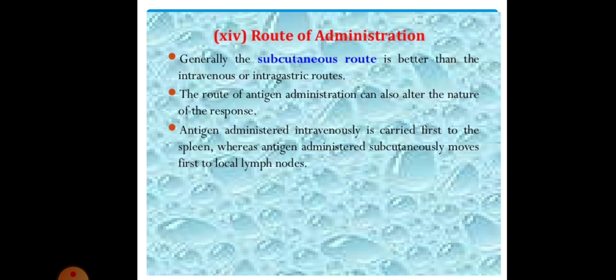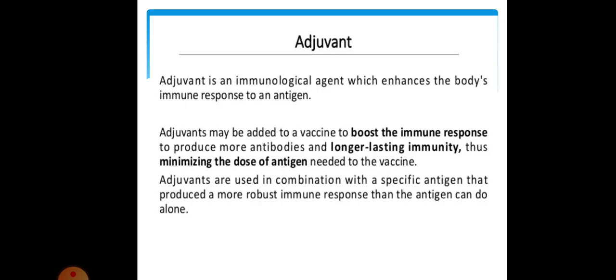Generally, the subcutaneous route is better than the intravenous and intragastric routes. See, that subcutaneous route is the best route through which adjuvant can be easily administered and incorporated inside the body cells. So the subcutaneous route is a very important route for adjuvant incorporation. The route of antigen administration can also alter the nature of the response. Antigen administered intravenously is carried first to the spleen, whereas antigen administered subcutaneously moves first to local lymph nodes. So the effect shown by the adjuvant molecule differs between intravenous and subcutaneous administration.